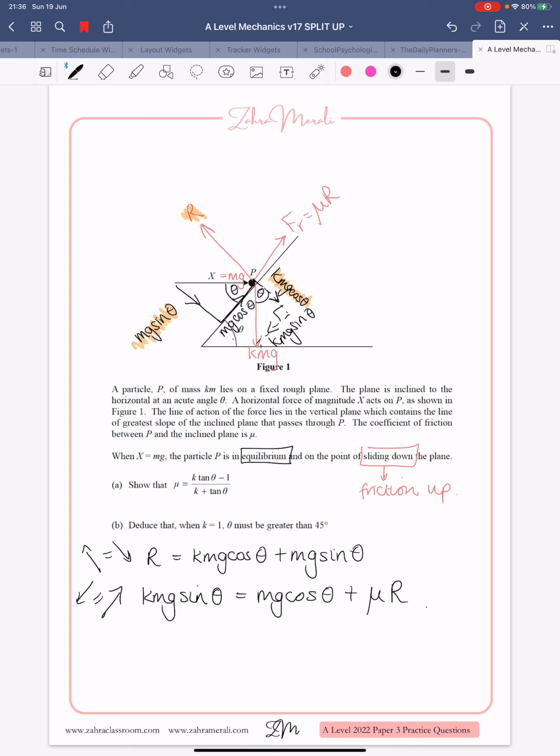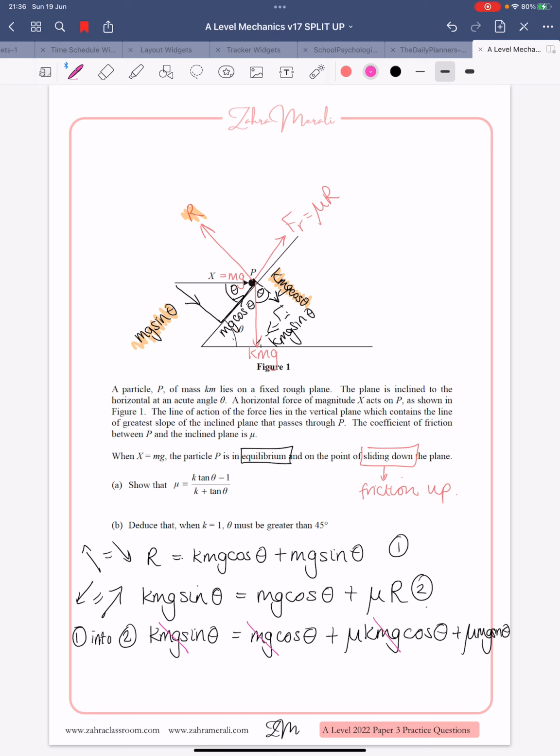Right, we're trying to get an expression for mu. So what we're going to do is substitute in our R into the second equation. So we're going to put 1 into 2. So we've got kmg sine theta equals mg cos theta plus mu, lots of kmg, because we're multiplying the whole thing by it, plus mu mg sine theta. Right, now inside everything, we've got mg. So I am going to get rid of mg.